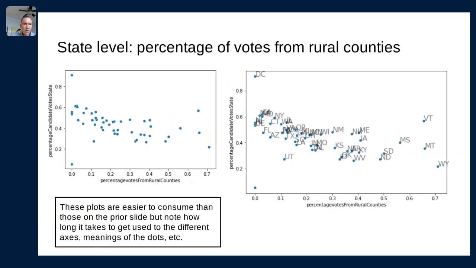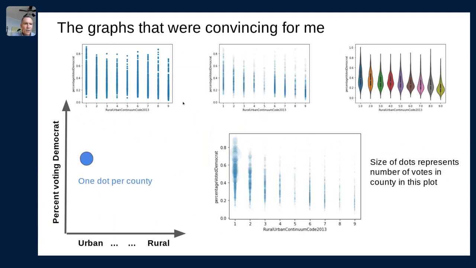So the first one, I've got percentage voting Democrats. So it's the number of votes divided through by the total votes, going from 0 to 100. And then on the x-axis, we've got urban on the number one, and then number nine is rural. And these are codes that are assigned by that data set that I mentioned, 1 through 9. So there isn't a 4.5 rural. They just give these integer values.